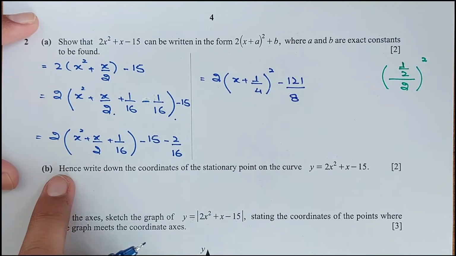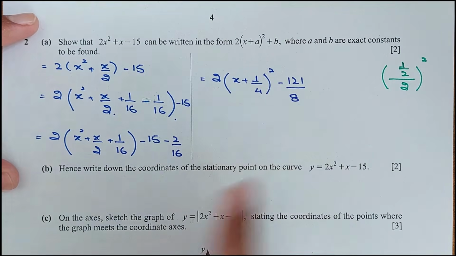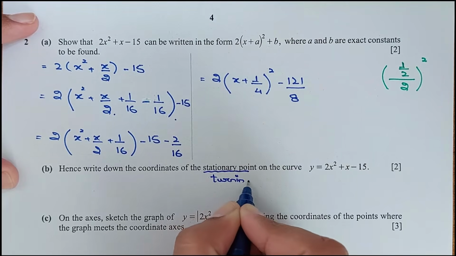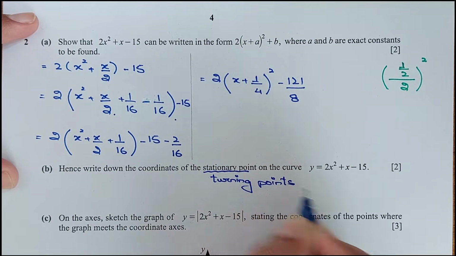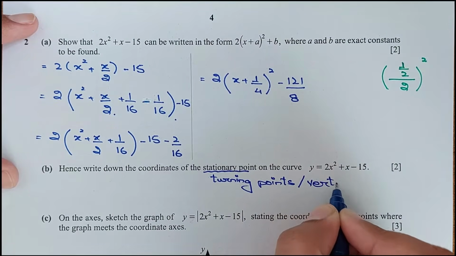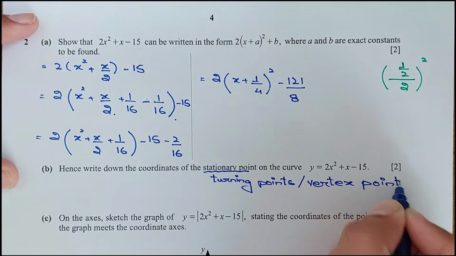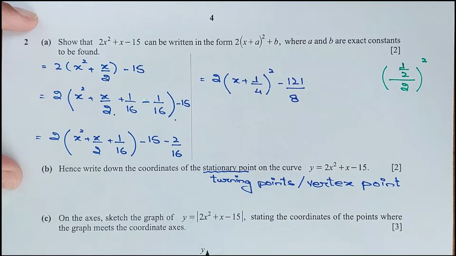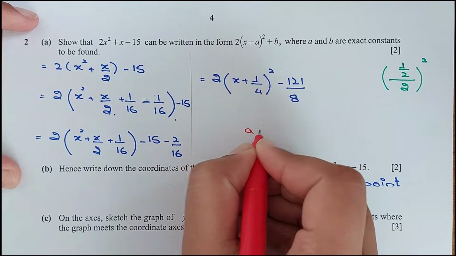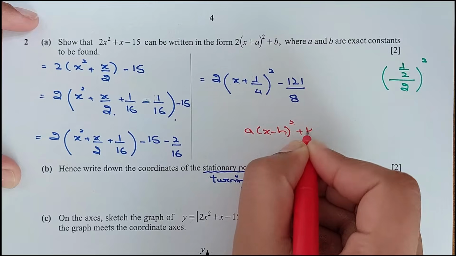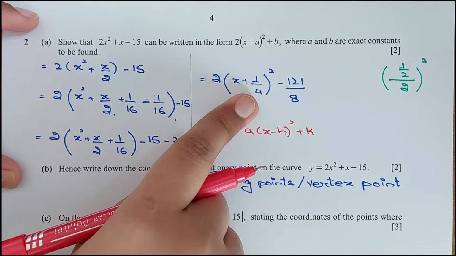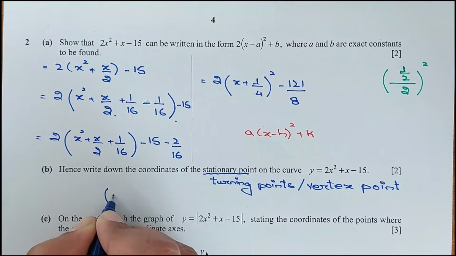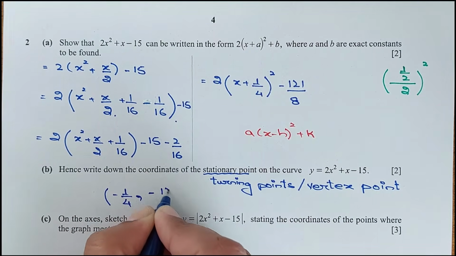Now for part B: hence write down the coordinates of the stationary points on the curve. Stationary points are basically the turning points, or for a quadratic, the turning point is the vertex. If we write it in vertex form, we have a into x minus h whole squared plus k, where h and k give the vertex. Comparing, h is minus 1 by 4 and k is minus 121 by 8. So the coordinates of the stationary points are minus 1 by 4 and minus 121 out of 8.